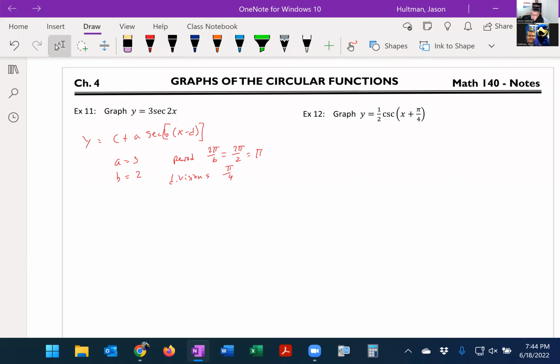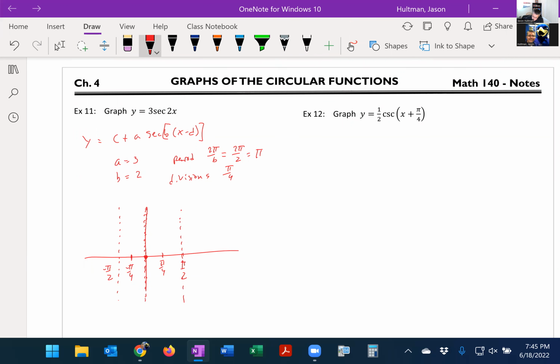So we're going to get this graph here. We're going to start at negative pi over 2. And then we have divisions of pi over 4. So this is negative pi over 4. This is 0. That's going to be another asymptote. This is going to be at pi over 4. And this is going to be at pi over 2, and that's going to be another asymptote. So this is an asymptote as well, and that's an asymptote.